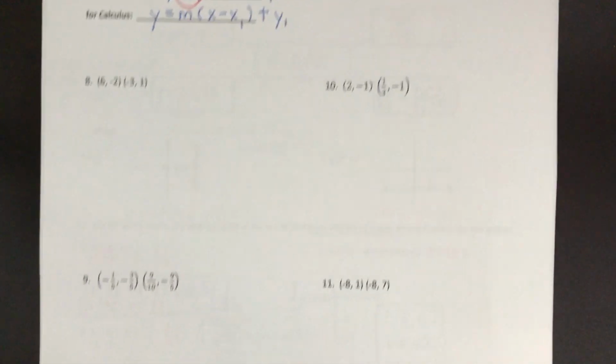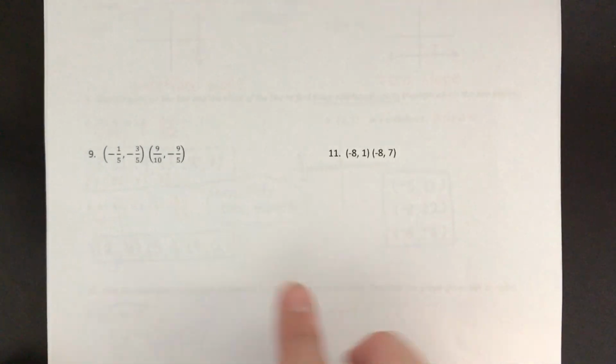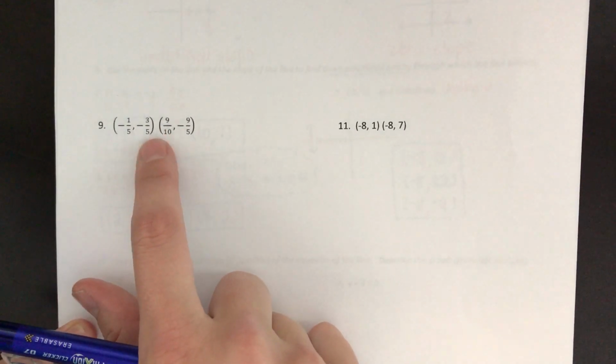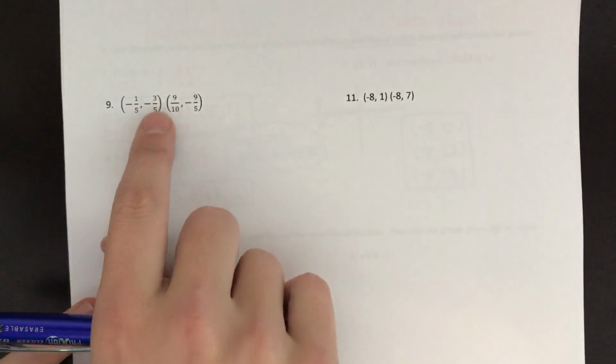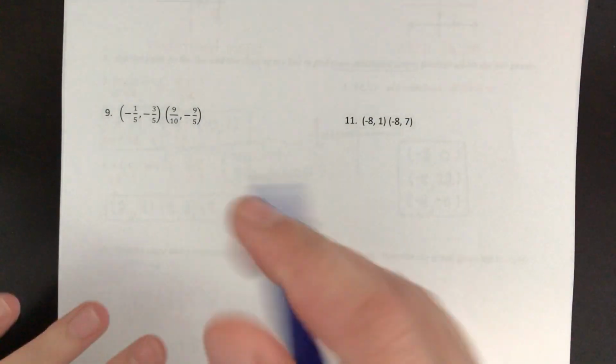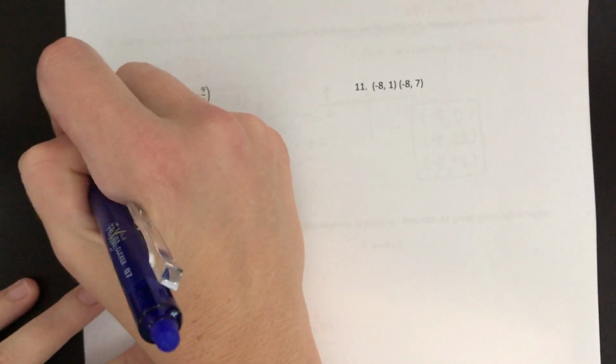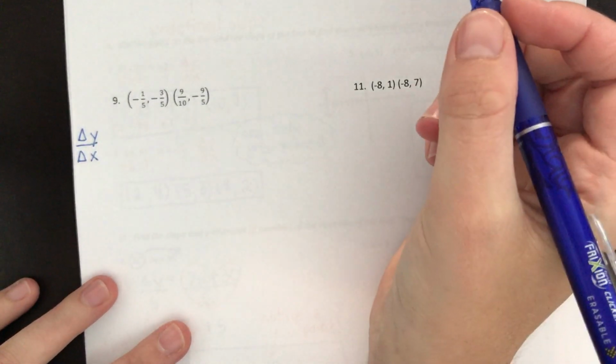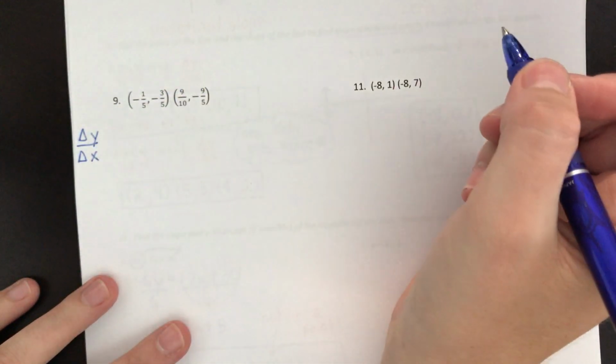All right, so we're going to skip 8 and we're going to go directly to 9. So I want the equation in point-slope form, the new one for calculus, of the line that contains these 2 points. So first I need to find the slope. Okay, so change in y over change in x for these 2 points. It doesn't matter which order you go as long as you follow that order throughout.